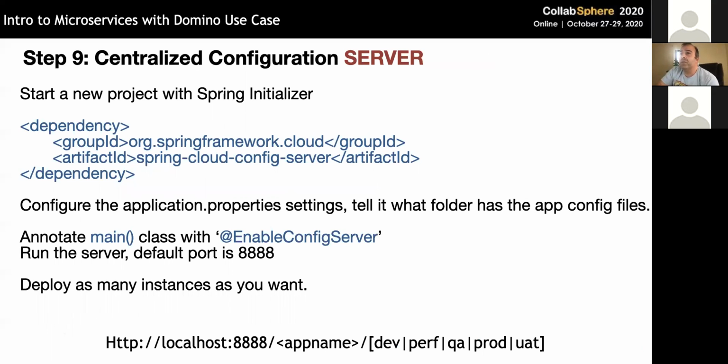Centralized config server. You add a dependency that I want a config server. You configure the applications. You annotate enable config server. You tell it what port to run on. And you can deploy as many copies as you want.